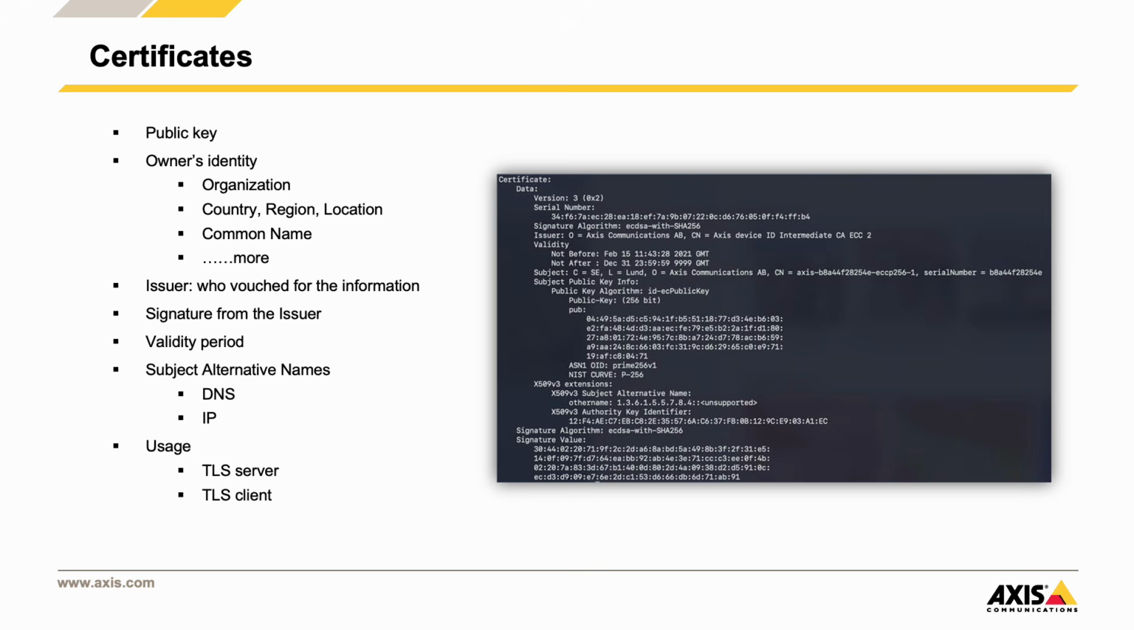The signature from the issuer, a digital signature ensuring the certificate was issued by a trusted authority and hasn't been tampered with. The validity period, the time frame during which the certificate is valid. The subject alternative names, extra identifiers like DNS names or IP addresses that the certificate covers. The usage defines what the certificate can be used for. For example, TLS server authentication or TLS client authentication.